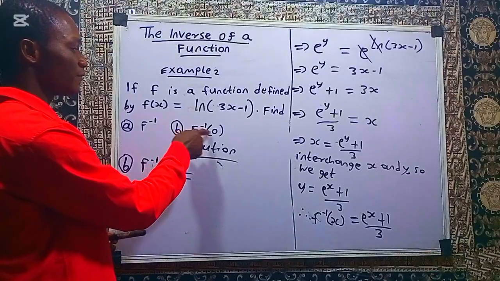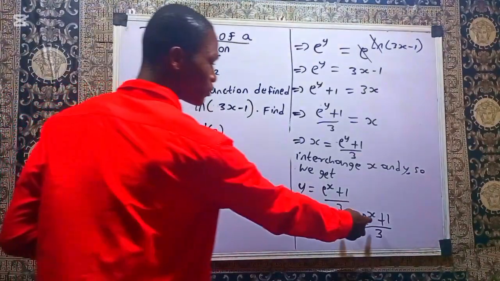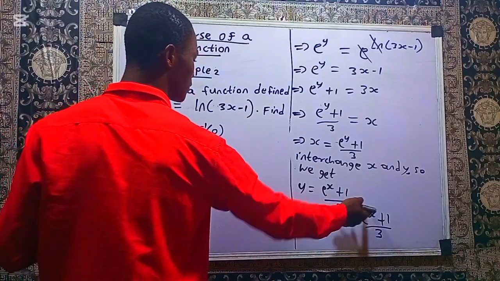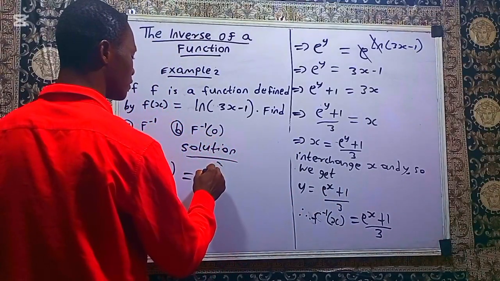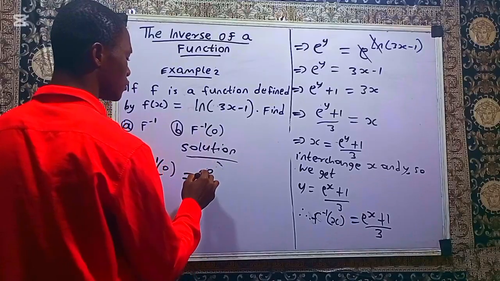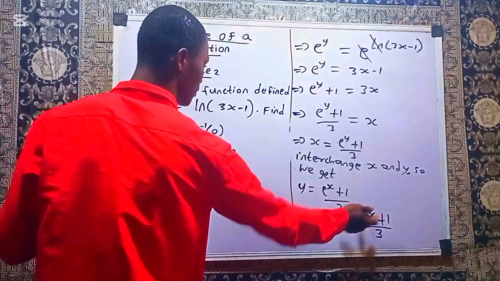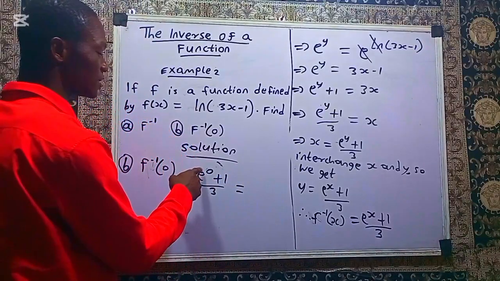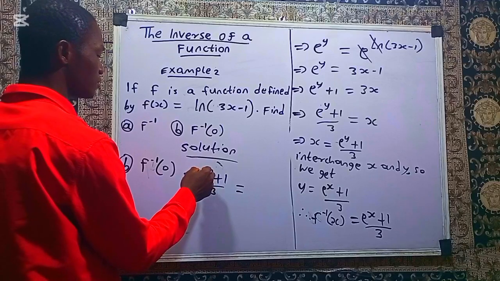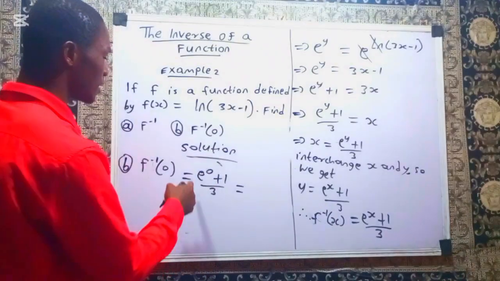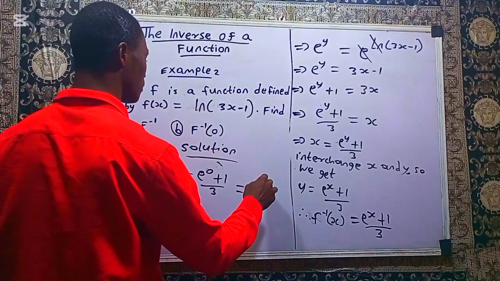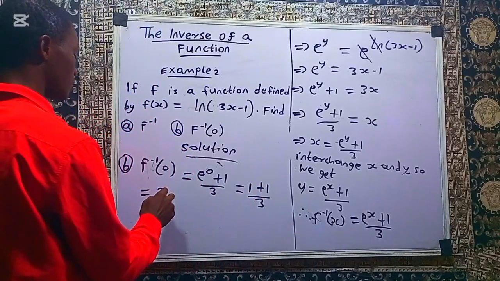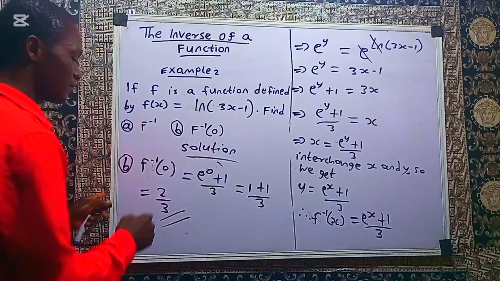So we can now get f inverse when x is 0. You come here and plug in 0 for x. So instead of exponential x, because x now is 0, we have exponential 0 plus 1 divided by 3. Exponential 0 is what? If you raise something to power 0, you get 1, right? So exponential 0 is 1, plus 1 divided by 3. 1 plus 1 is 2, divided by 3. This gives you the answer.